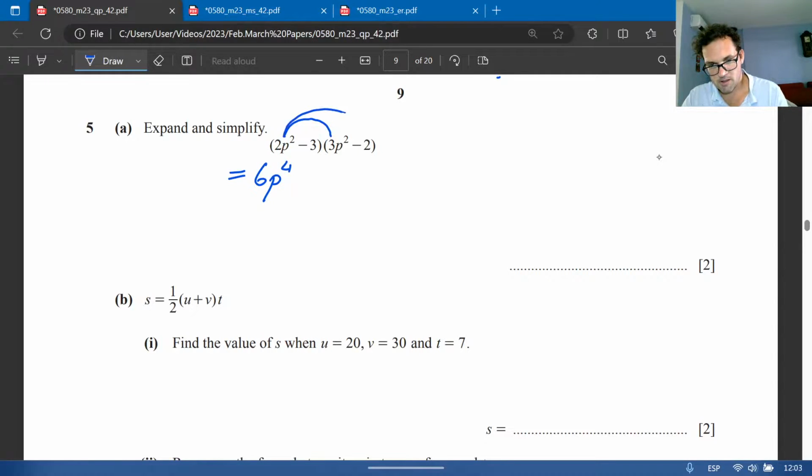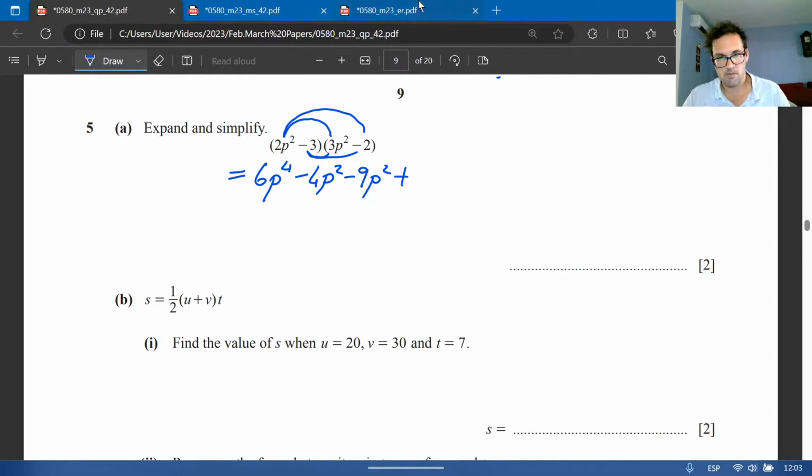Next, first and last. So 2 times minus 2 is minus 4. P squared, there's nothing else, stays p squared. Then last and first. So minus 3 times 3 is minus 9. And again there's a p squared, stays the same. And then we do the last with the last. A negative and a negative becomes a positive.